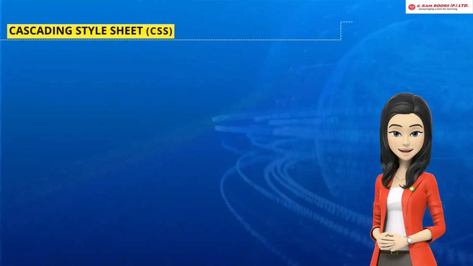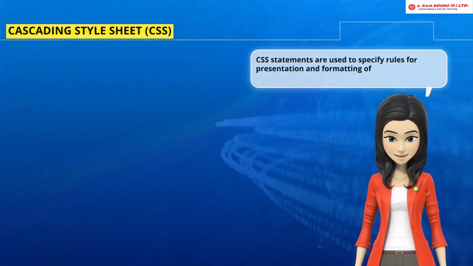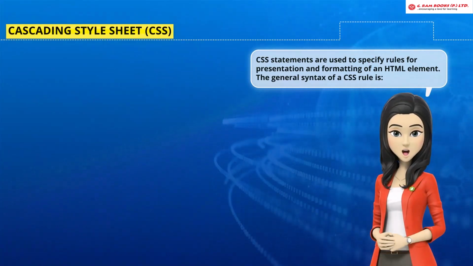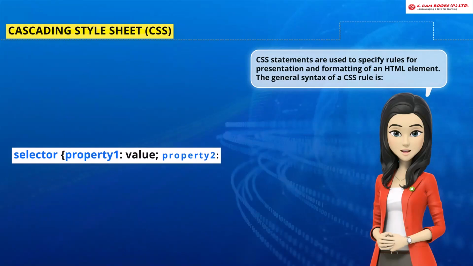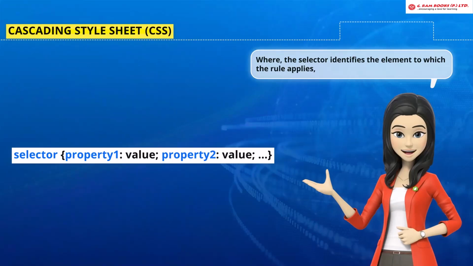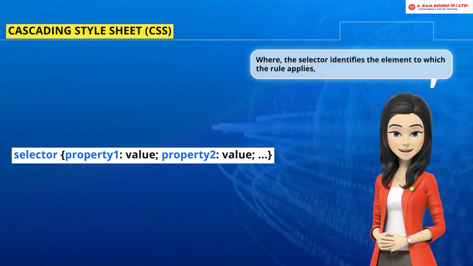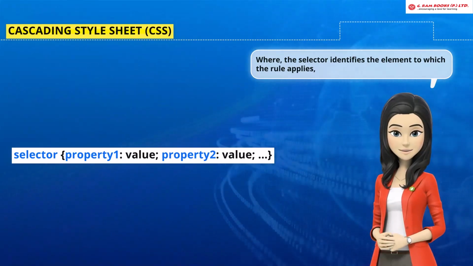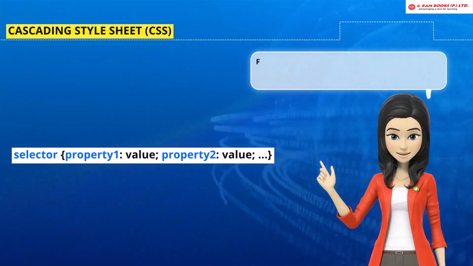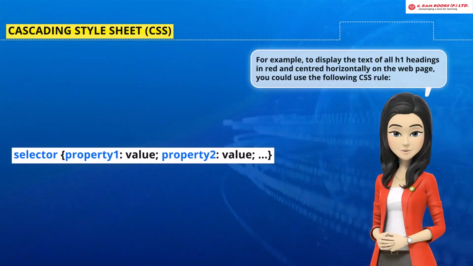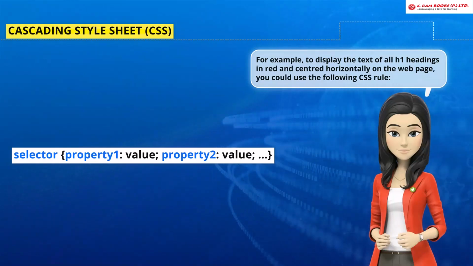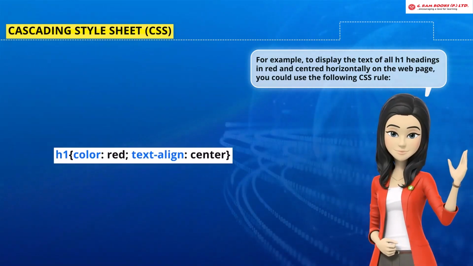Cascading style sheet (CSS). CSS statements are used to specify rules for presentation and formatting of an HTML element. The general syntax of a CSS rule is shown, where the selector identifies the element to which the rule applies, the property is the attribute of the element, and a value is used to define a property. For example, to display the text of all H1 headings in red and centered horizontally on the web page, you could use the following CSS rule.